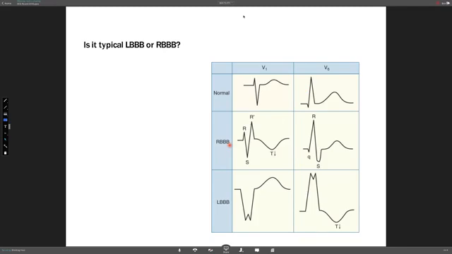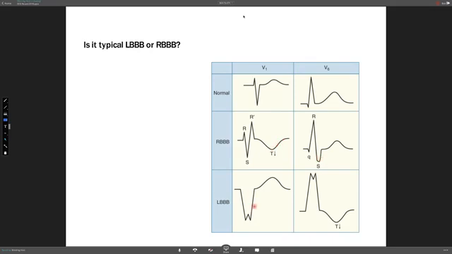In the right bundle, we have what is called an M shape or rabbit ear. You'll have the initial deflection R, then a deep S, then R prime, and always your R prime, the second component, is bigger than your first R. More importantly, and this is really important, in V6 you still have the prominent R wave, then you have a deep S. This is for typical right bundle.